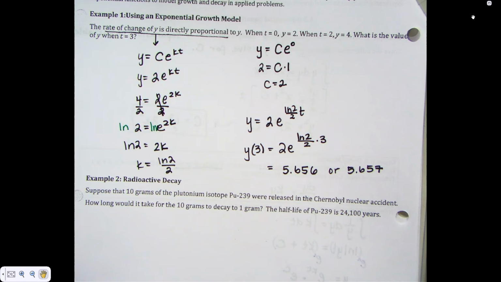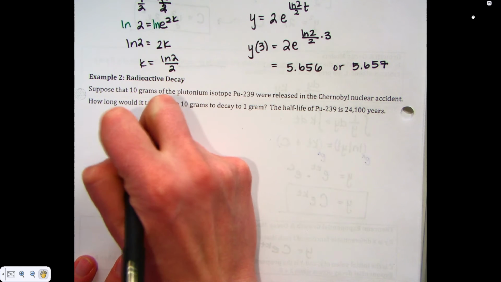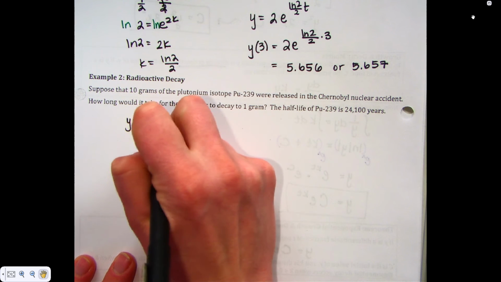Radioactive decay, this is another one. It's basically the same thing. If you know that you have radioactive decay, you know that you are following an exponential decay model. So instead of starting over with the calculus, you can just jump straight to the decay model.